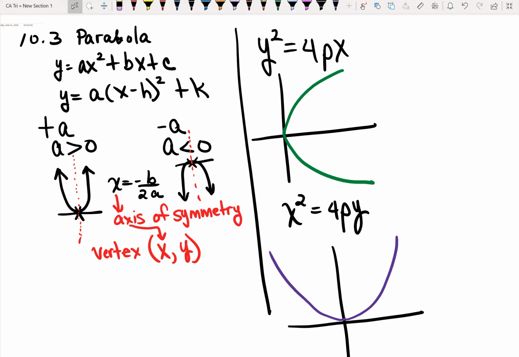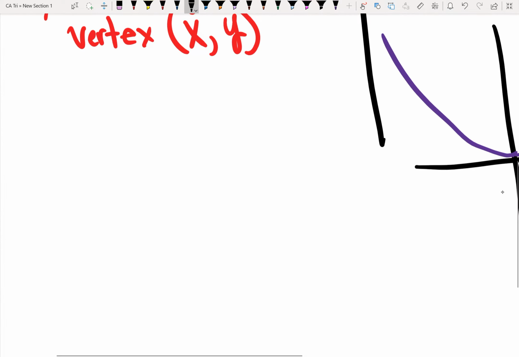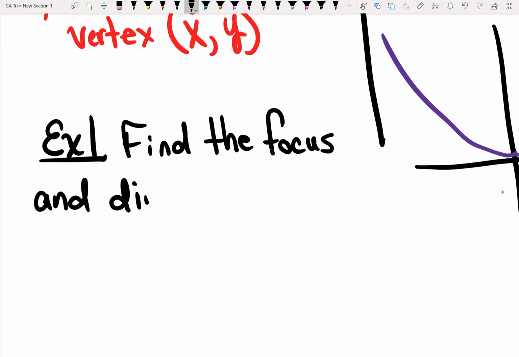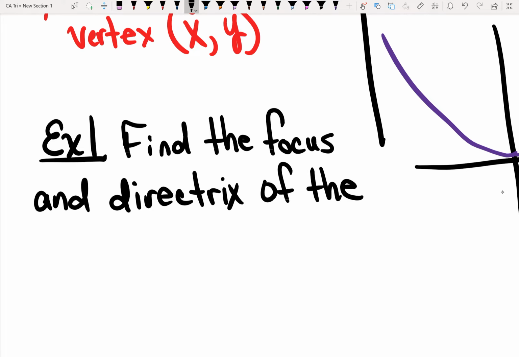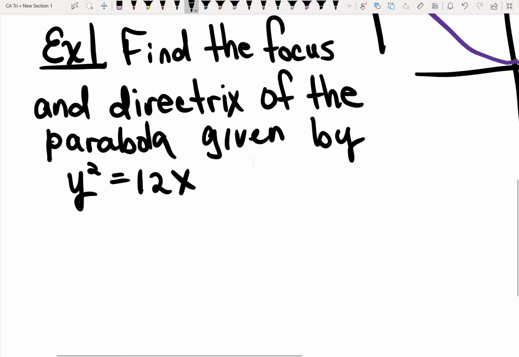So let's start example 1. In example 1, the question stem says find the focus and directrix of the parabola given by y squared equals 12x, and then graph. So that's the question they're giving us.